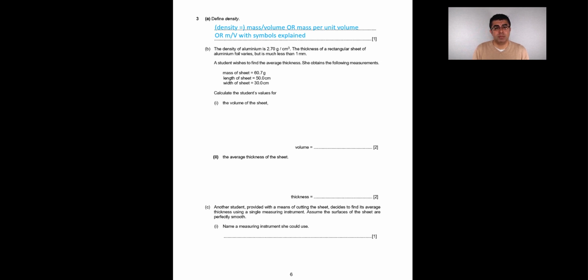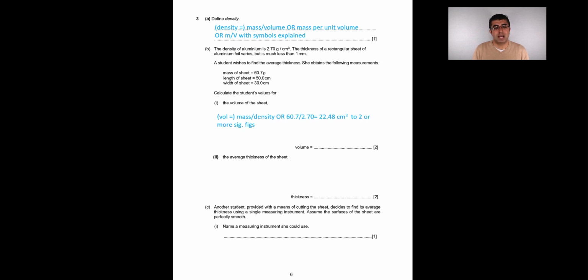The density of aluminium is 2.70 grams per centimeter cubed. The thickness of a rectangular sheet of aluminium foil varies, but is much less than 1 millimeter. A student wishes to find the average thickness. She obtains the following measurements. Mass of steel, 60.7 grams. Length of sheet, 50.0 centimeters. Width of sheet, 30.0 centimeters. Calculate the student's values for the volume of the sheet.